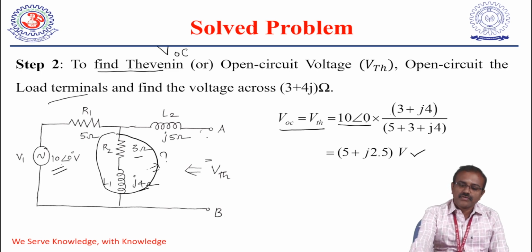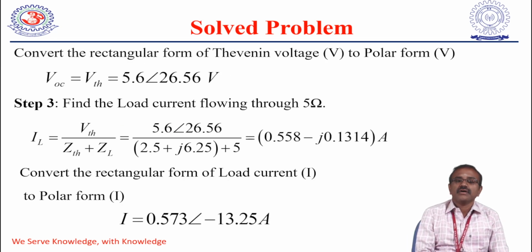So next, finally step number 3. Before that, convert the rectangular form of the Thevenin voltage to the polar form. With the help of a calculator we can find this answer. Next, what is our ultimate aim? We need to find the current through the load terminals. So what is the formula? IL is equal to VTH divided by ZTH plus ZL. Thevenin voltage divided by Thevenin impedance plus load impedance. In the load impedance we have only resistance, so I collectively mention it as ZL, or else we can mention it as RL. That is no problem.